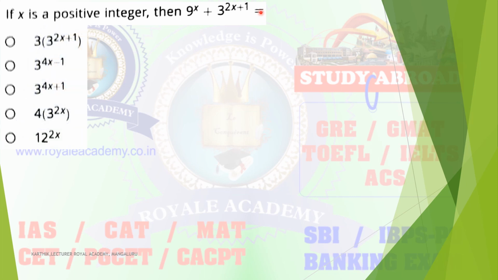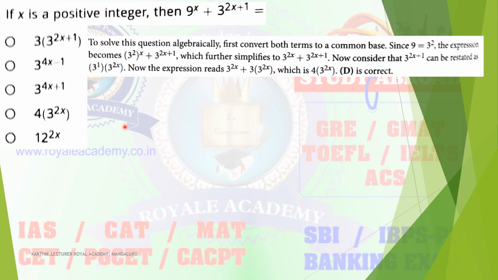This is nothing but simplification. There is no need to find the x value, but you have to do the simplification. So how do we simplify this equation? 9 you can also write as 3 to the power of 2, because here the 3 term is there. So you can easily simplify if you convert 9 into 3 to the power of 2. 3 to the power of 2x plus 3 to the power of 2x plus 1. Okay, next what happens?